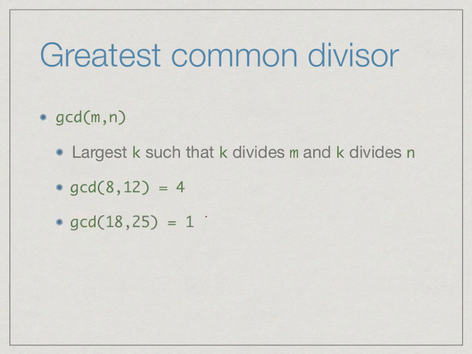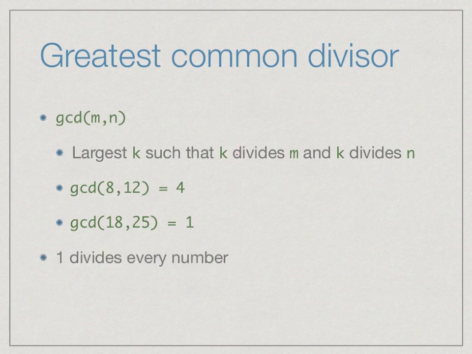What about 18 and 25? 25 is 5 by 5, so it has only one divisor other than 1 and 25, which is 5. And 5 is not a divisor of 18. But fortunately, 1 is a divisor of 18. So we can say the GCD of 18 and 25 is 1. There is no number bigger than 1 that divides both 18 and 25.